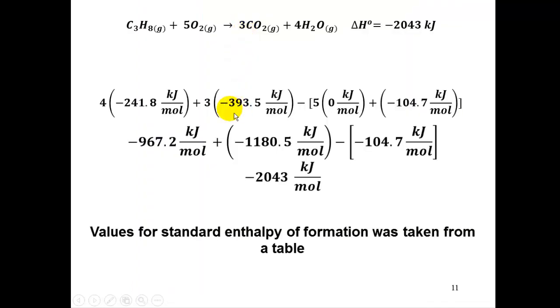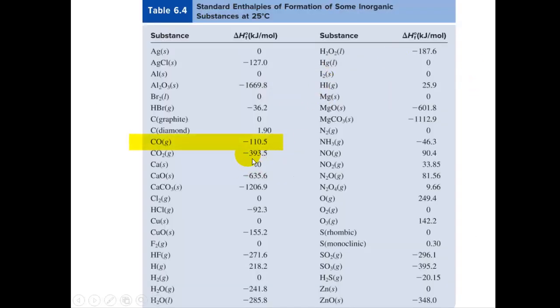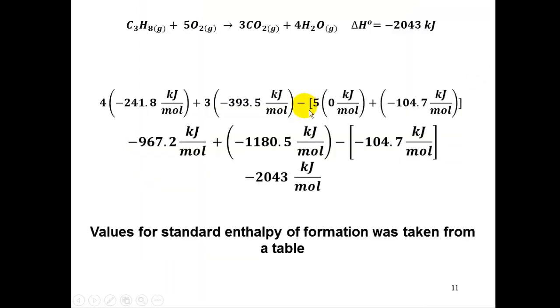3 times CO2, so sum of the products minus sum of the reactants. The CO2 is gas. So let's look up that value for CO2. CO2 gas is minus 393.5. So that's where I got that value. Minus products minus the reactants. So minus, let's put a big bracket here, 5 times oxygen. Oxygen is 0, so when you look it up in the back of your table, 1 times minus 104.7. This is the enthalpy of formation that I found for propane, C3H8.